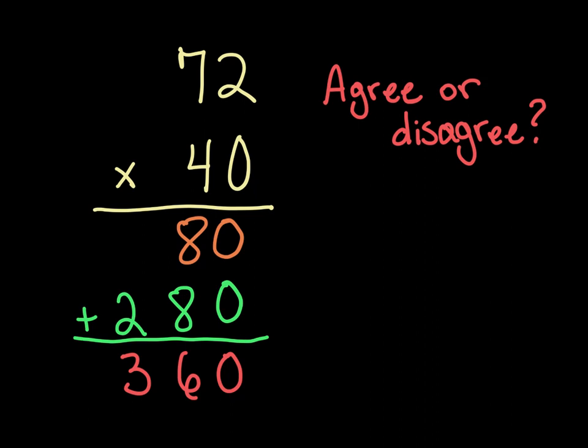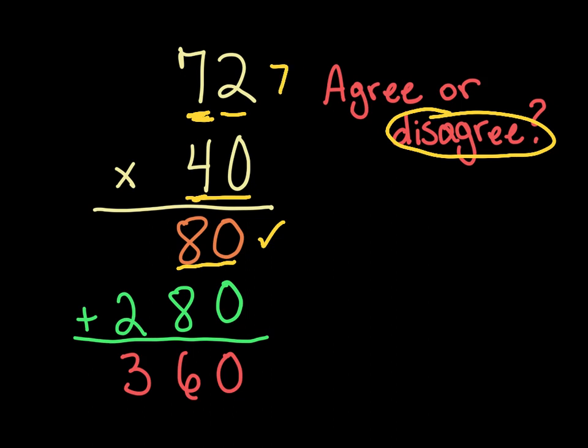72 times 40 gives you 80, first partial product, plus 280 is the second partial product, to get a product of 360. Do you agree or disagree with this? Think about it. Well, I hope that you guys chose that you disagree with this. And the reason why you should disagree is if you do 40 times 2, you definitely get 80. That's correct. But over here, we go to the 70 and the 40. That's not a 7, that's a 70.